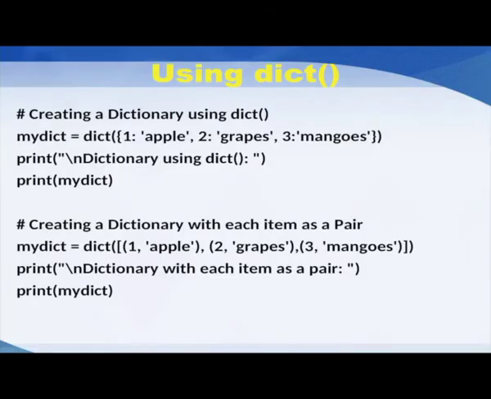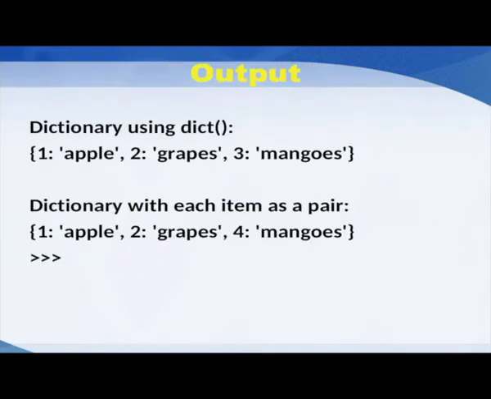You would have noticed that an empty dictionary can be created by just placing curly braces. We can also create a dictionary using the built-in function dict. See how to use the dict. So, here what you see is the creation of dictionary using dict function, and you can also create a dictionary item as a pair, what you are seeing on the screen. So, when you run the previous script, you get the output as you are seeing now. So, for the first example, we get the output as one with a value as apple and so on. Similarly, when we have used each item as a pair, we get a similar dictionary.